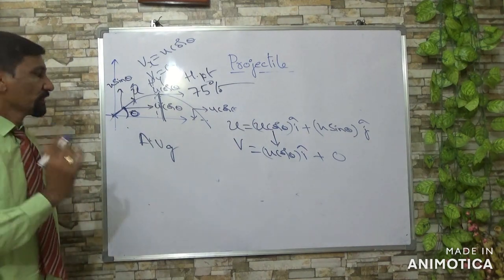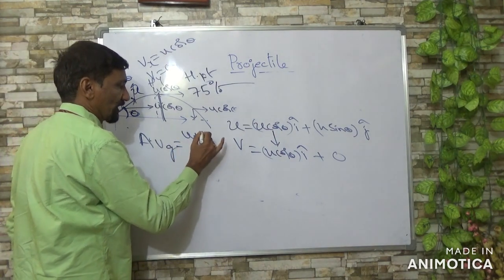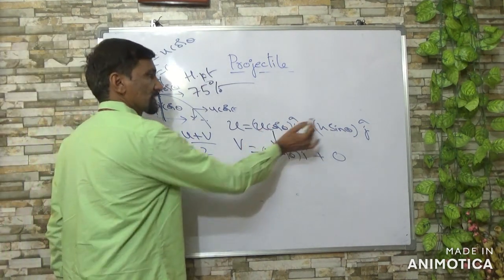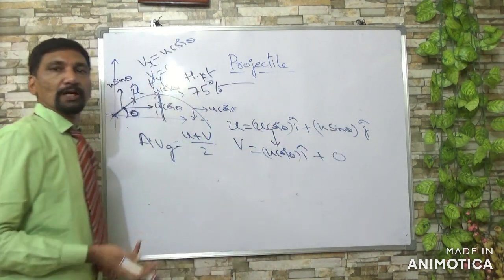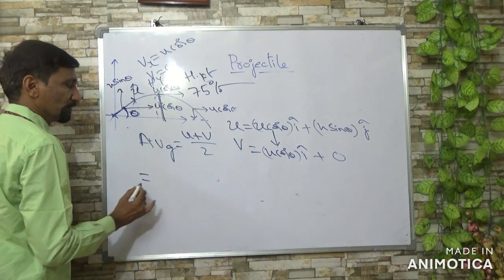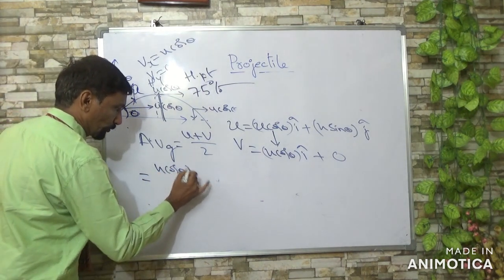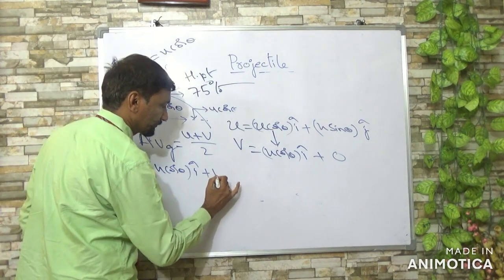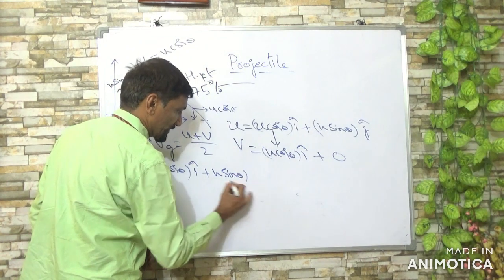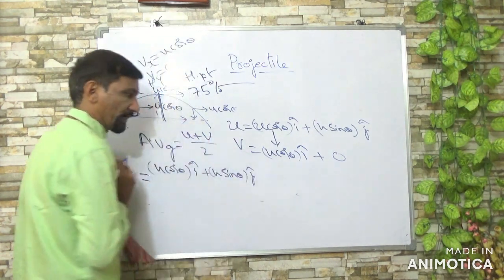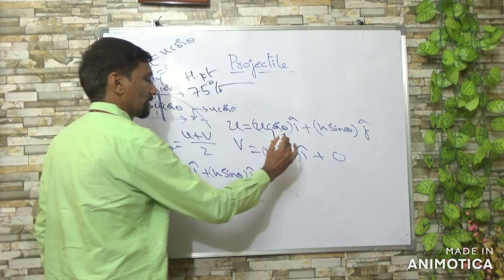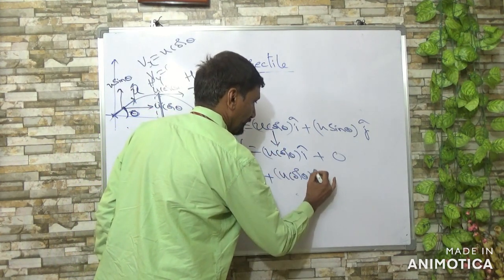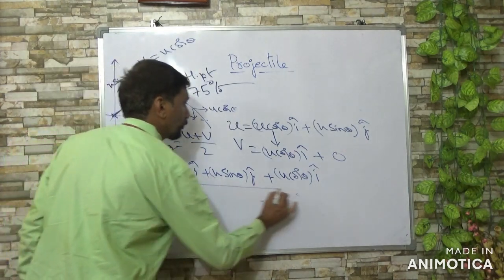So horizontal remains constant. Okay, so average means initial plus final by 2, means this plus this by 2, that's all. Means u cos theta into i plus u sin theta into j, plus u cos theta into i, by 2.